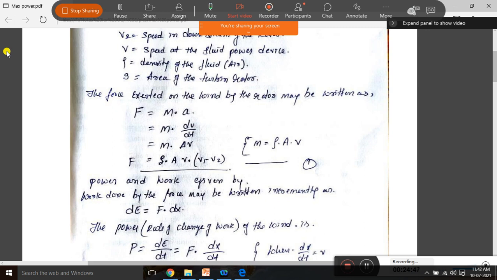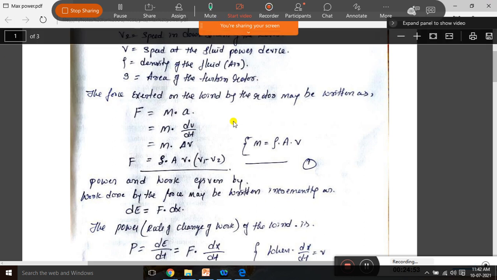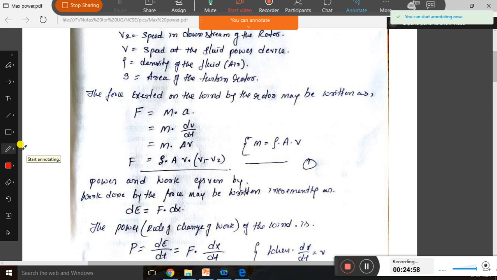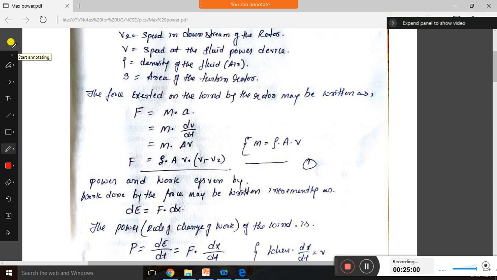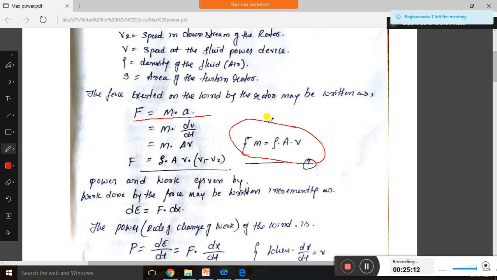So wind will cause a force, correct? It will strike the blade and it will rotate. Because of the force only, the blade is rotating. That's why we can take F is equal to m into a. F is the force which is caused by the wind, and which can be taken as m into a, where m we already know. In the power equation, m is equal to ρ A V, so density, area and velocity.